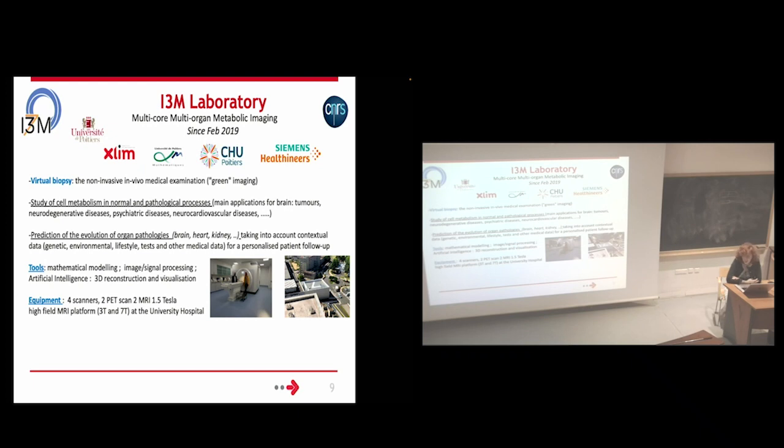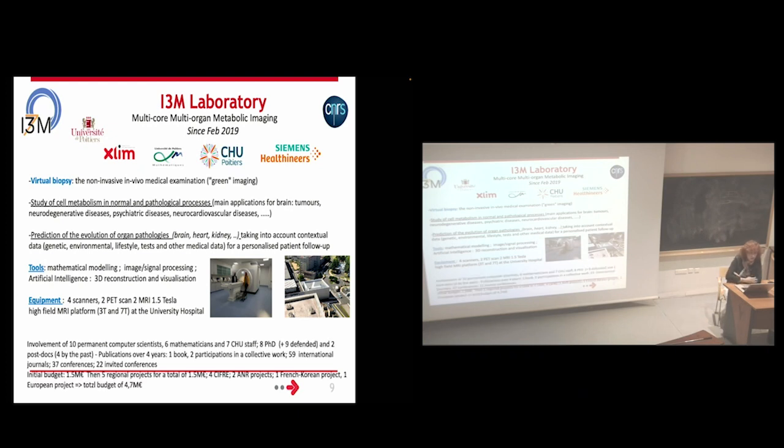Of course, when you speak about computational medical imaging, you need equipment, and so we have at our disposal a platform that I will detail just after. Nowadays, we are around 10 permanent computer scientists, 6 mathematicians, and 7 staff from the hospital. We have currently 8 PhD students, and in the past 9 have defended, 2 postdocs, and of course, we try to publish.